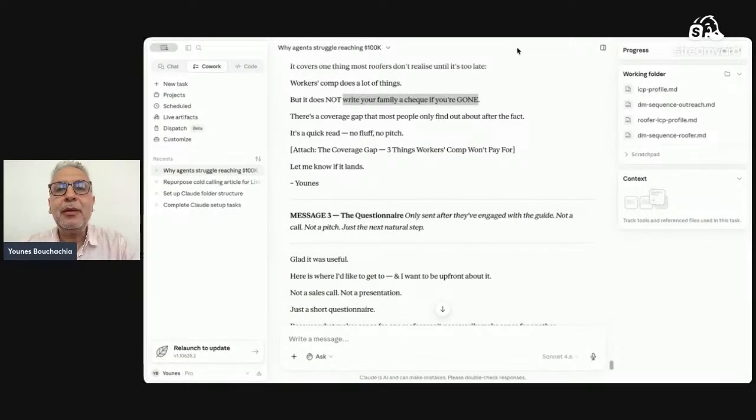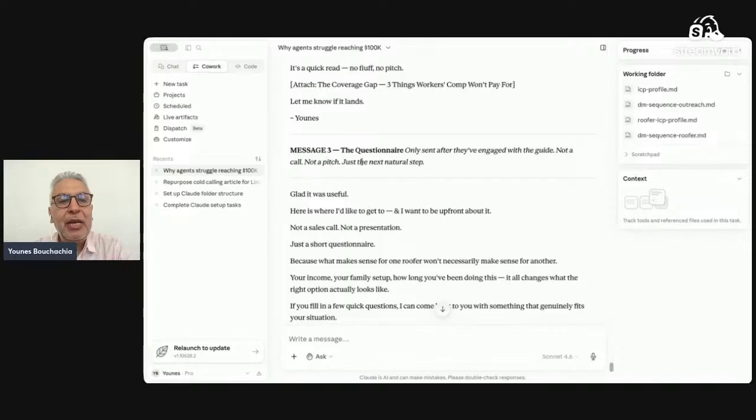Once we get them in that mood, they want to answer, they want to take the next step. Now the questionnaire, it's time to send the questionnaire. So what we did in message 3, only sent after they engage with the guide.